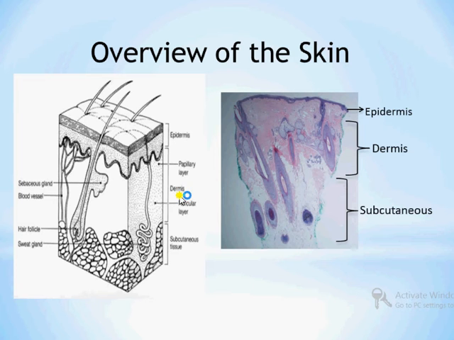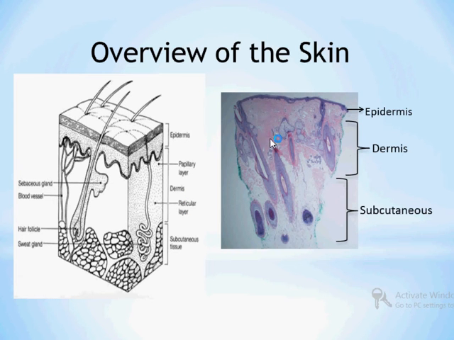Then you have got the dermis, this layer lying all the way from here to this very layer. This is called the dermis, whereas the layer below the dermis is called the hypodermis or the subcutaneous tissue. So you have got the dermis in the middle, the epidermis above the dermis, and the hypodermis or the subcutaneous tissue below the dermis.